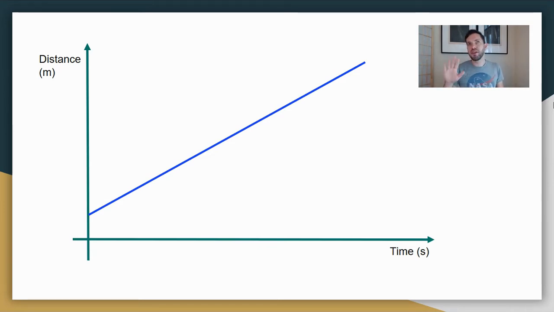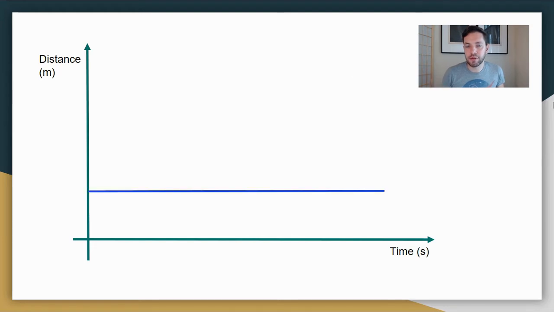Now, think about another situation where I hit record and I'm here and I just stay here the entire time. My graph is going to look something like this. The entire time it's recording, my distance is not changing. I'm not moving further away. I'm not moving closer. I'm just staying in the same place. And we see this horizontal line on the graph. So when you see this flat horizontal line on a distance time graph, that means the object or the person is standing still.